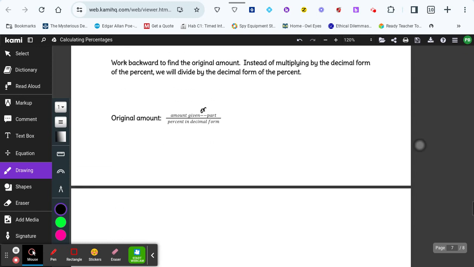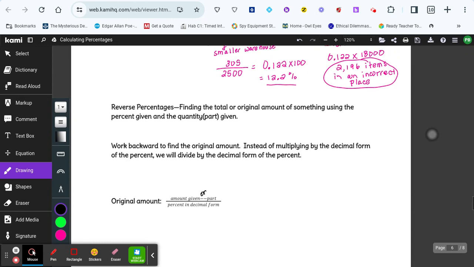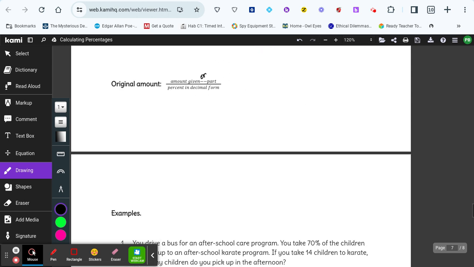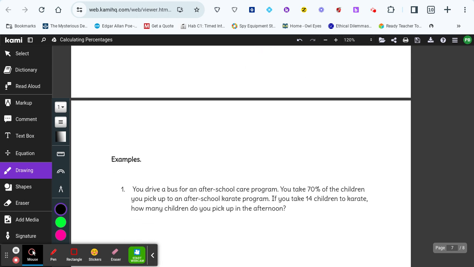All right, so for this part of the video, we're going to look at reverse percentages. To find a reverse percentage, it's pretty easy. A reverse percentage is like instead of looking for the amount you started with, basically. You're looking for the original amount.